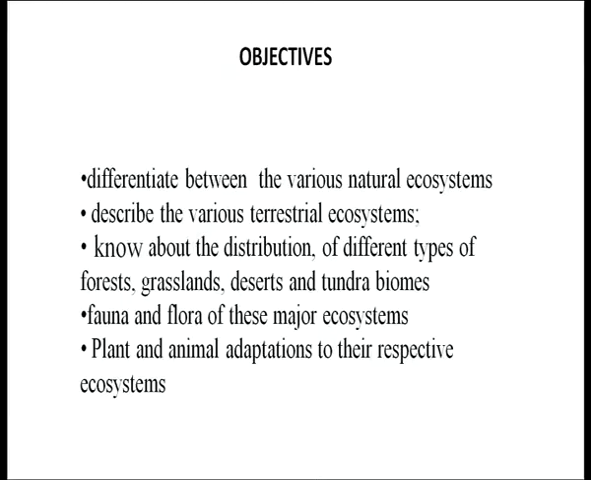The objectives of today's program are that after learning this, you can differentiate between the various natural ecosystems, describe the various terrestrial ecosystems, know about the distribution of the different types of forest, grasslands and tundra biomes, the fauna and flora of these systems, and the plants' and animals' adaptation to these respective ecosystems.